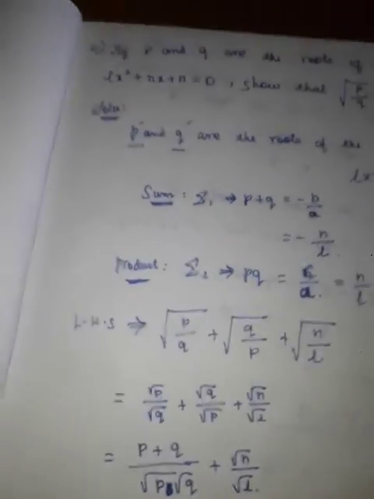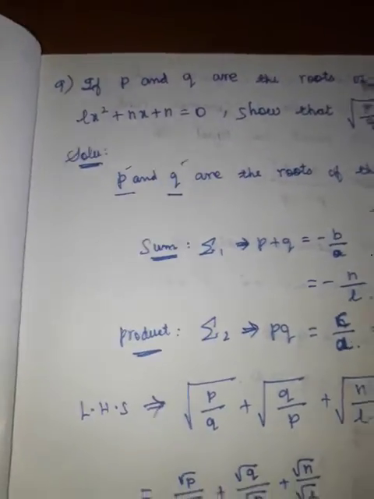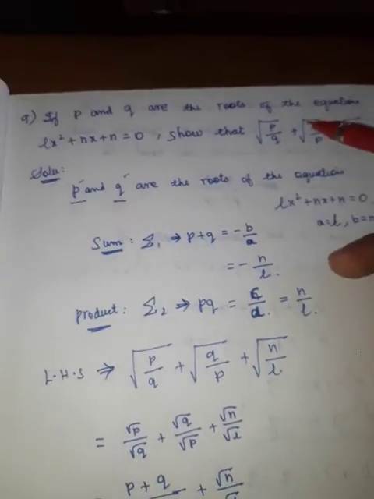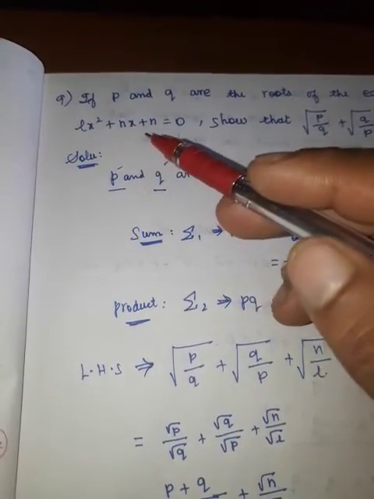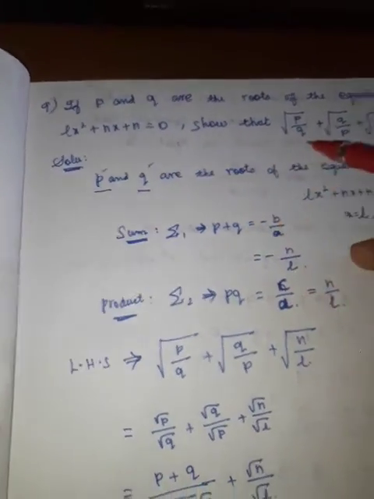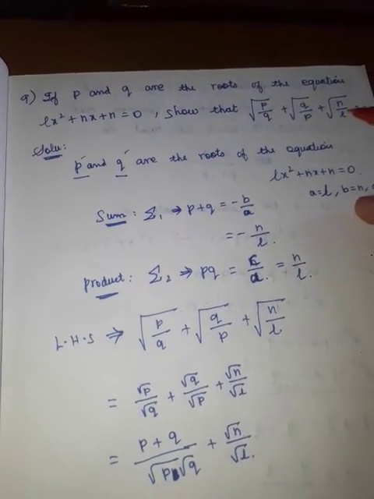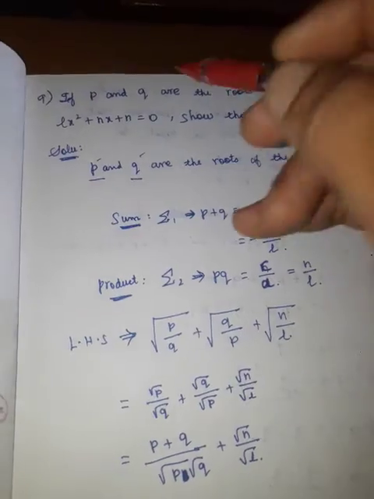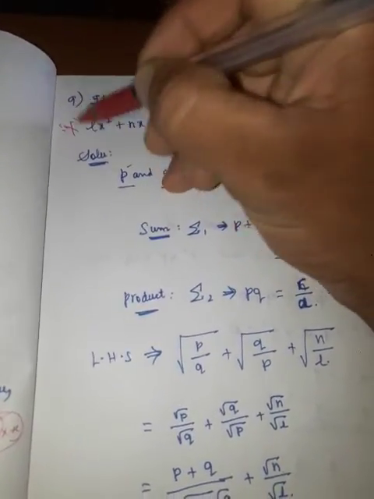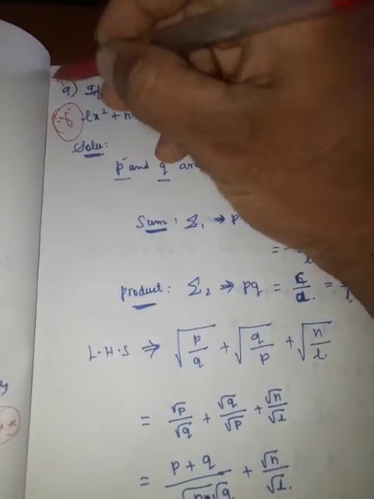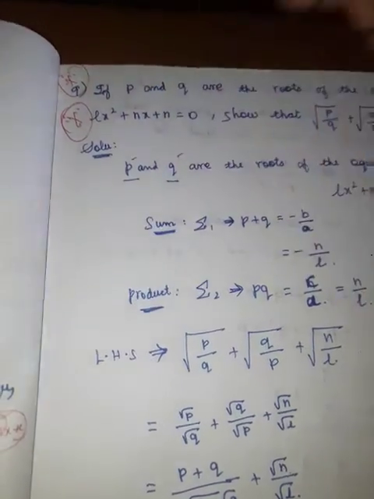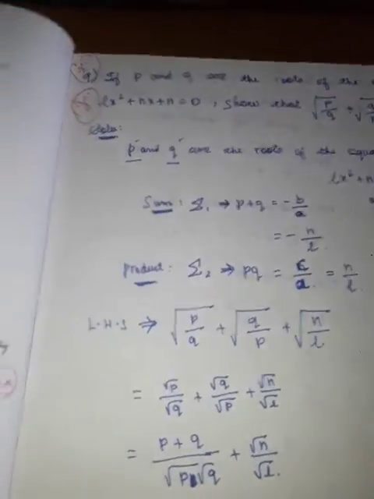Then ninth question. If p and q are the roots of the equation lx square plus nx plus n equal to 0, show that root of p by q plus root of q by p plus root of n by l equal to 0. So this is a very important question. In the last year it was asked many times in question papers, quarterly, half yearly and like this.